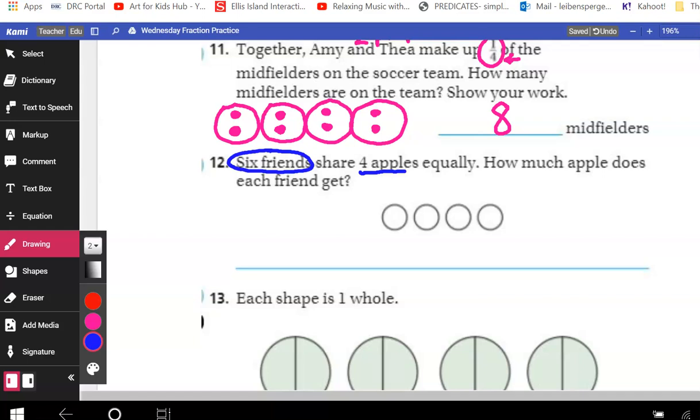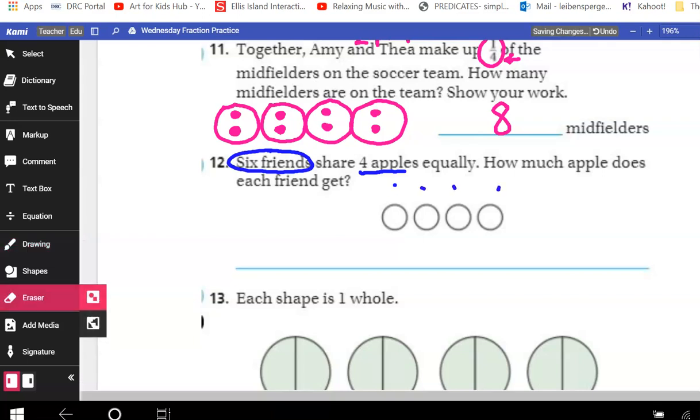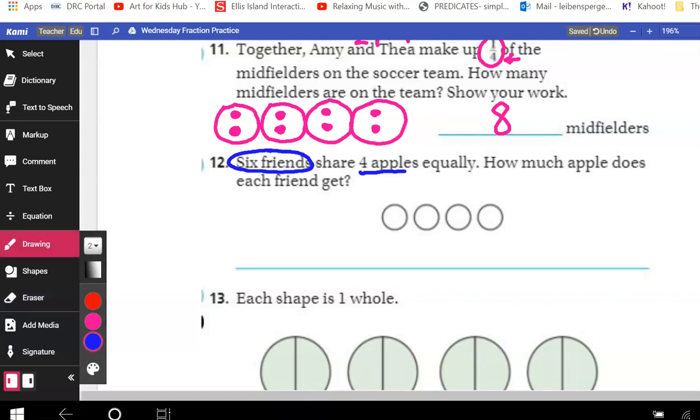And if I would divide these in half, let's just draw that line here and just try it. We'd have 2, 4, 6, 8. So that would not work either. So we're going to divide now by the number of people that there are. So we're going to divide each one into 6.